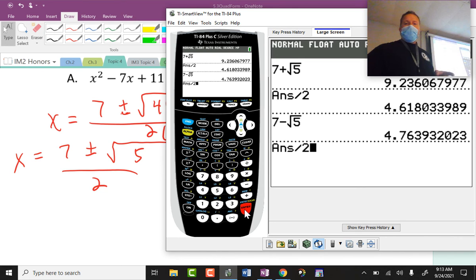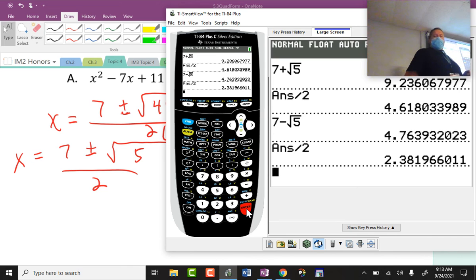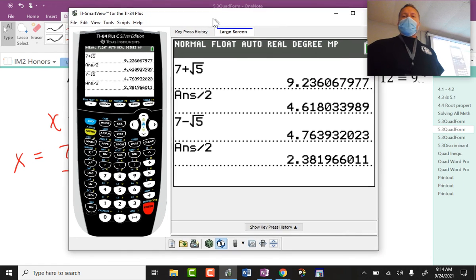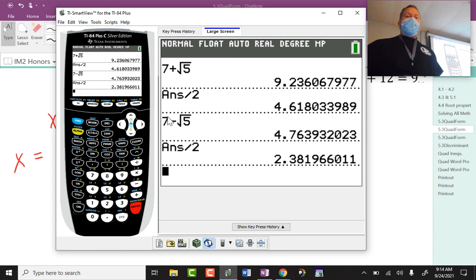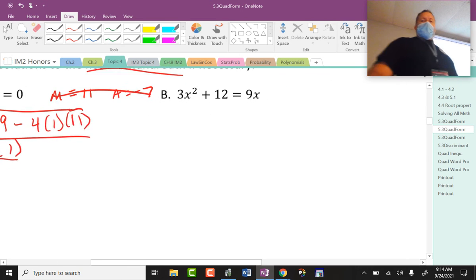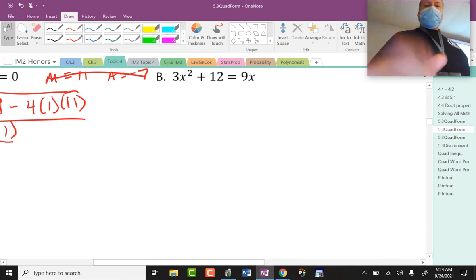Really is a good tool. So I got 4.61 and 2.38. Okay, and then you could write those decimals down. No big deal. All right, but you do what you want. You want to access that fraction button to make sure you're okay, fine. If you want to write it all at once, you have to do parentheses around the 7 minus root 5. Your call. All right, no tricks there.